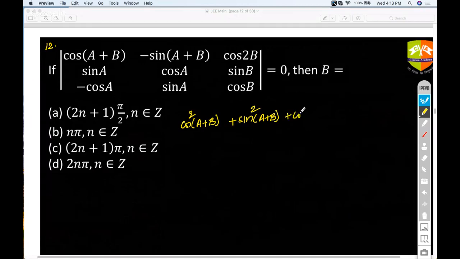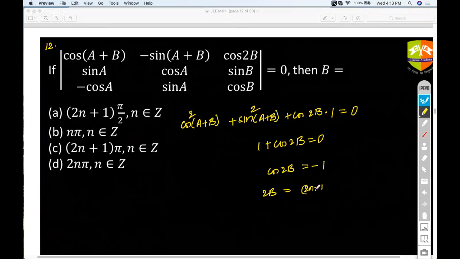And finally, cos 2B times (sin²A plus cos²A), which is going to be 1. So this is 0. So 1 plus cos of 2B is 0. Right? That means cos of 2B is -1. And in that case, B is nothing but an odd multiple of pi. Right? So B is going to be (2n+1)π/2, n belonging to integers.